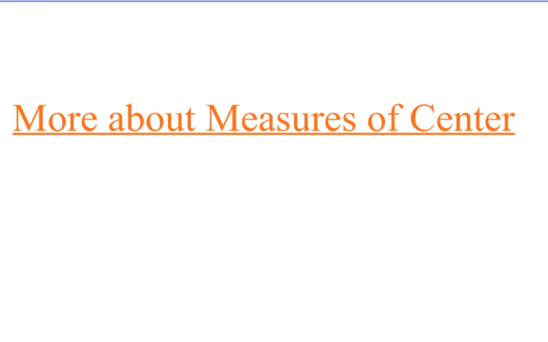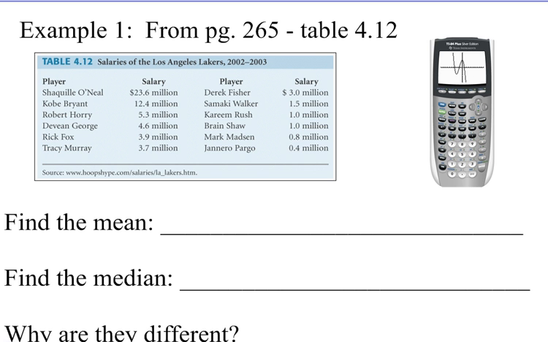In this lesson, we are going to be talking a little bit more about measures of center, basically comparing means and medians to see when we should use each of them. So our first example here is actually from our book. It's the salaries of the Los Angeles Lakers from 2002 to 2003. That was back when Kobe was still there, but Shaquille was there also.